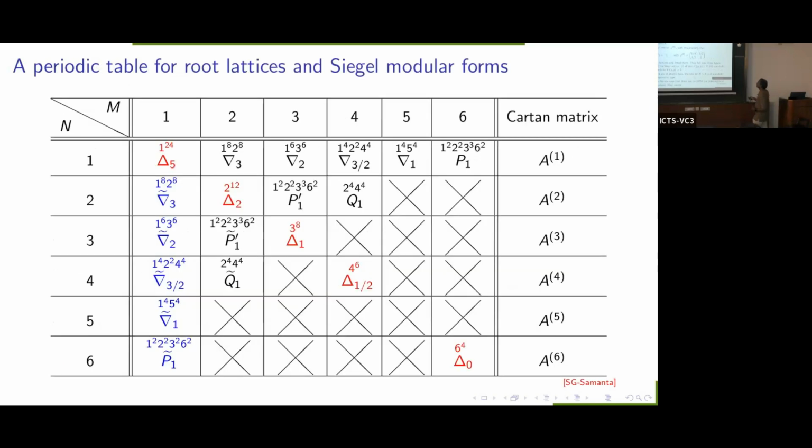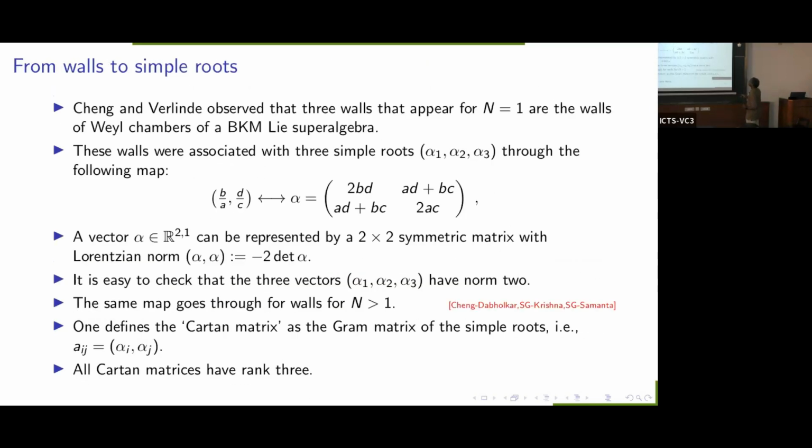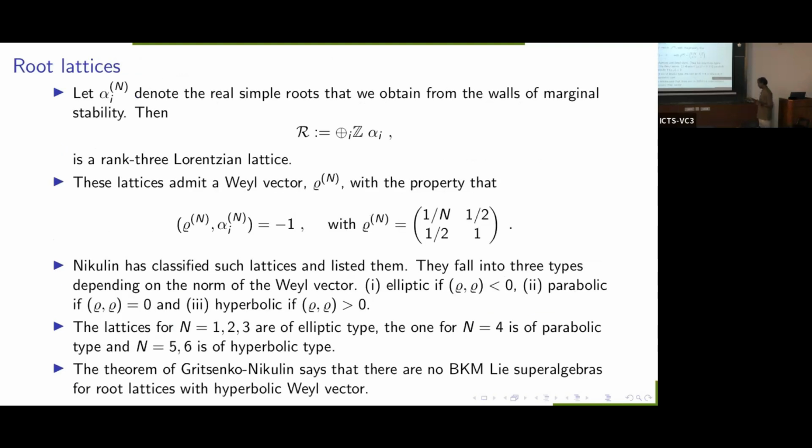Okay, so 1 second. I thought I would have some pictures, but okay.